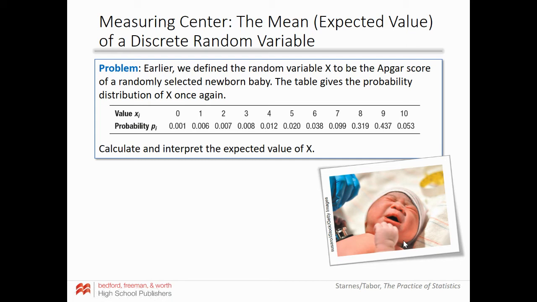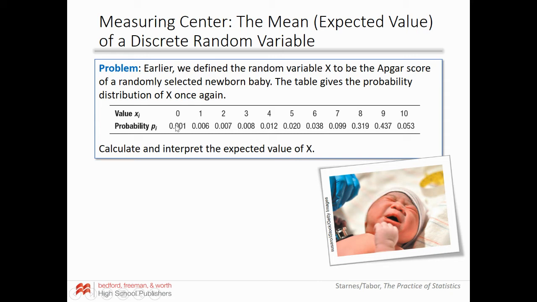Here is another one for expected value. So earlier we defined the random variable x to be the Apgar score of a randomly selected newborn baby. The table gives the probability distribution of x once again. So here are my potential events. This is what that histogram looked like from. So on the Apgar score, I could score anywhere from 0 to 10. It is discrete, so 0, 1, 2, and so forth. And the probabilities are below. Calculate and interpret the expected value of x.